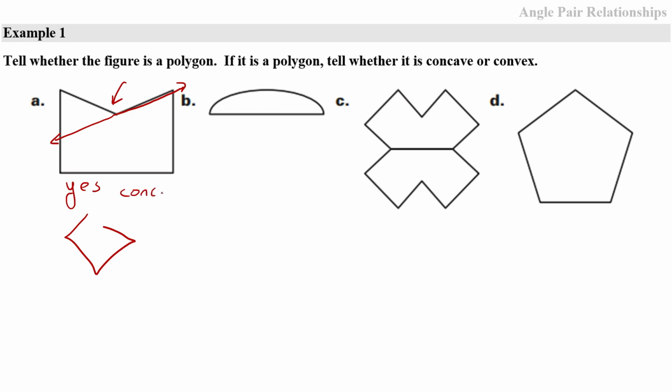That makes it concave. For letter B, this is not a polygon because this top part is curved, and that's not a segment, and a polygon has to have all segments, okay? So this is not a polygon. On C, this is not a polygon. Because of this line here, it's supposed to be a closed figure, but these are two closed figures, and so you can actually call it two polygons, polygon 1 on top and polygon 2 on the bottom, but the whole piece is not a polygon.